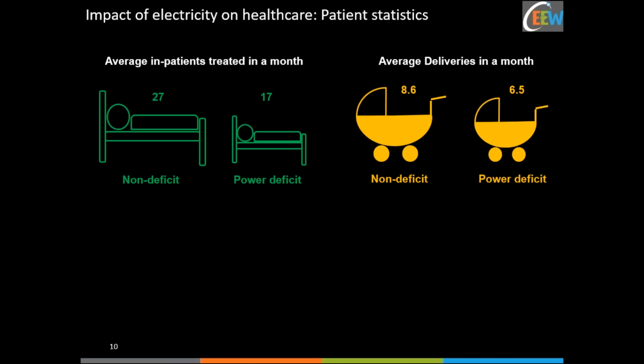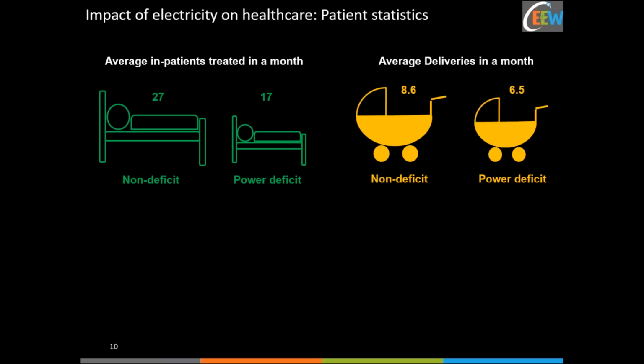If you look at the first set of results, we find that primary health centers which do not have a deficit of electricity actually perform much better, or significantly better, than those which do have a power deficit. For instance, about 27 patients or inpatients per month were treated by primary health centers that did not have a power deficit as compared to 17. Similarly, the average number of deliveries in primary healthcare centers without power deficit was higher than those which did show a deficit.